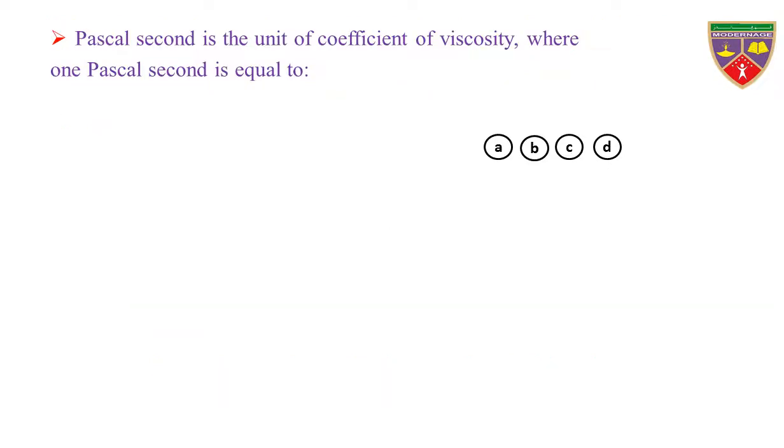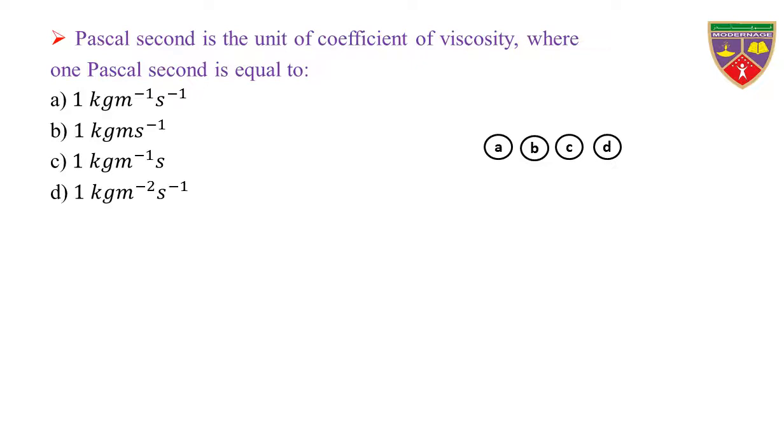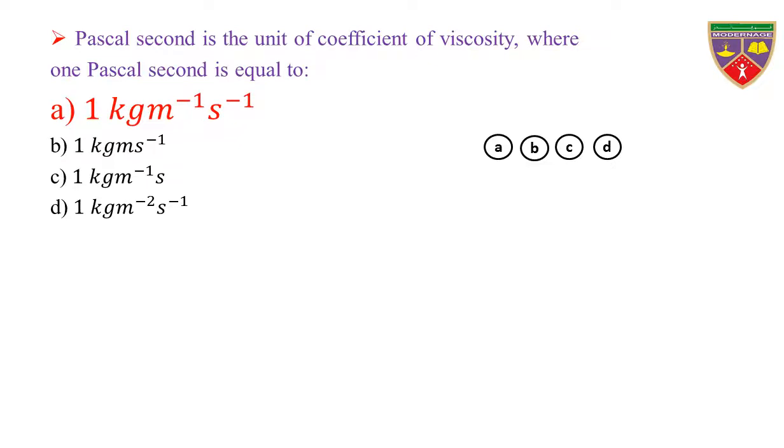Pascal second is the unit of coefficient of viscosity, where 1 Pascal second is equal to: option A, 1 kilogram per meter per second; option B, 1 per kilogram meter per second; option C, 1 kilogram per meter second; option D, 1 kilogram per meter square per second. The key is 1 kilogram per meter per second. Therefore, the correct option is A.